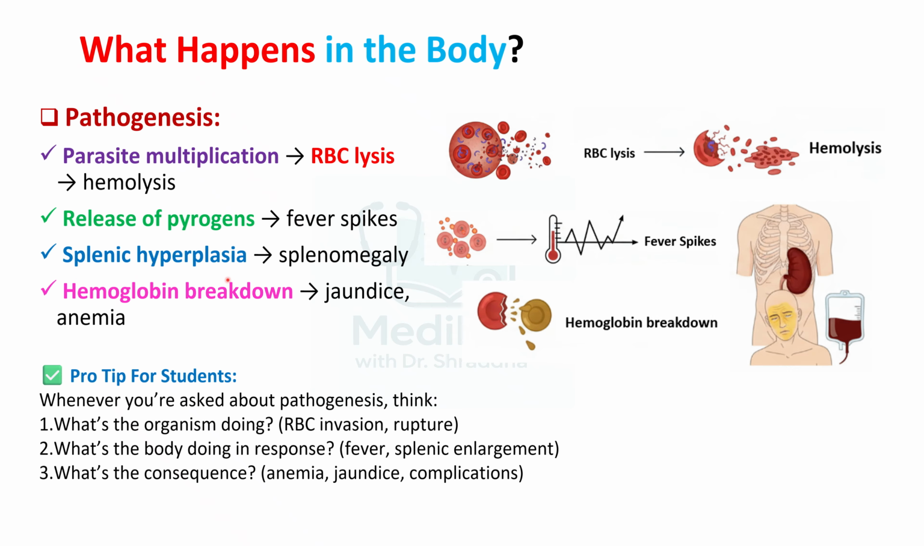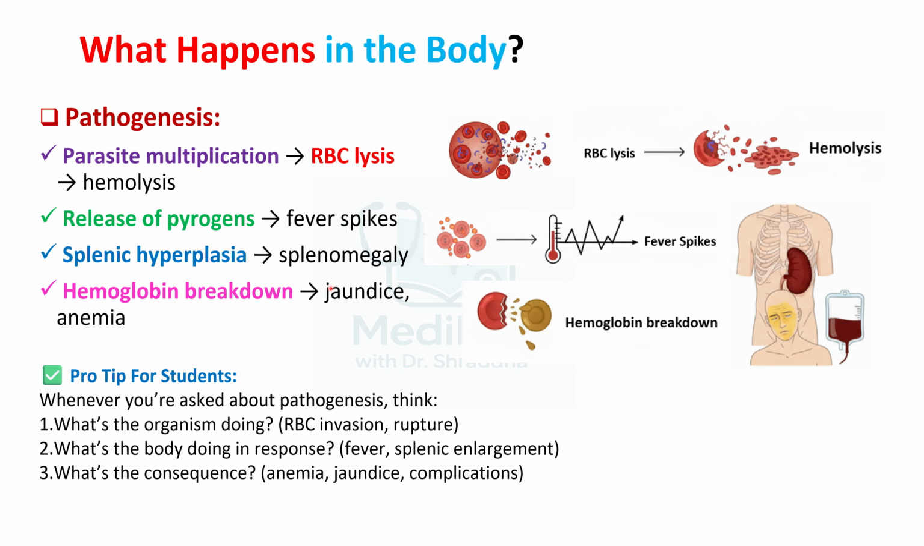Third is splenic hyperplasia leading to splenomegaly. Now the spleen is like the body's filter. It works overtime to clear out all those destroyed RBCs and parasites from circulation. Over time, the spleen becomes enlarged, leading to splenomegaly. This is why in endemic areas, many patients present with a palpable spleen.